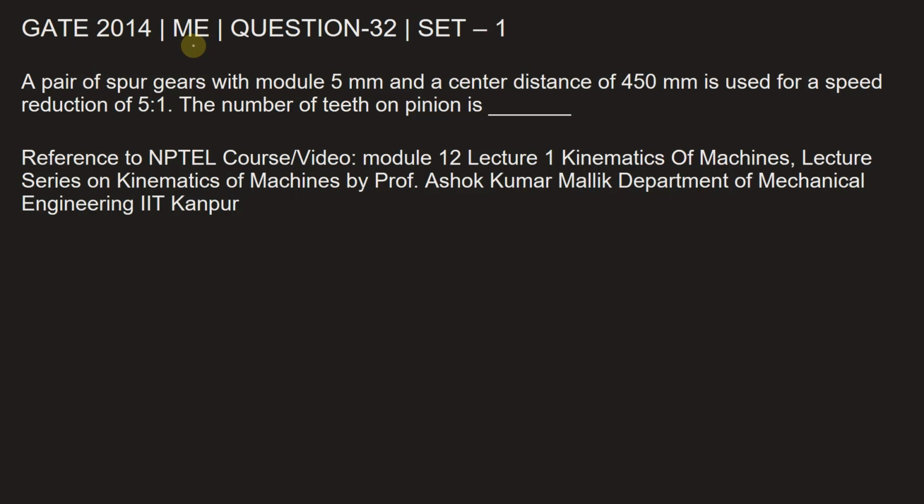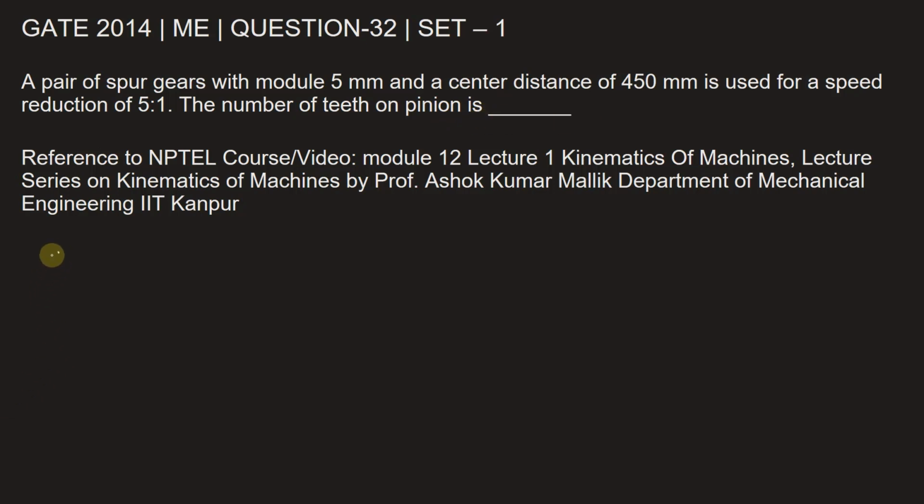This question is from GATE 2014 Mechanical Engineering paper, Set 1, question number 32. A pair of spur gears with module 5 mm and a center distance of 450 mm is used for a speed reduction of 5:1. The number of teeth on pinion is dash.